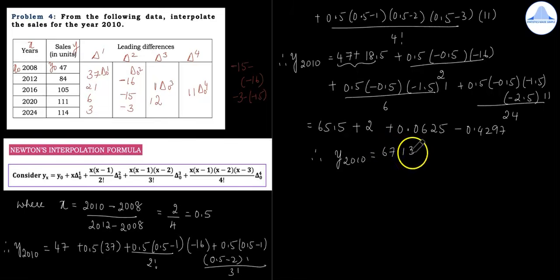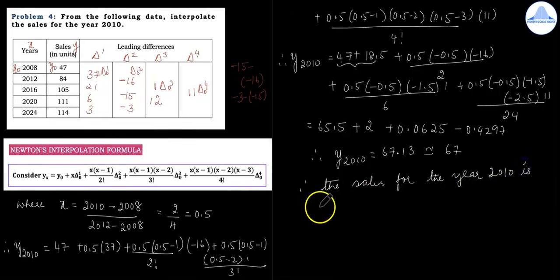We can take just 2 places after the decimal, and this I'll approximate it to 67. Okay, so therefore the sales for the year 2010 is 67 units.